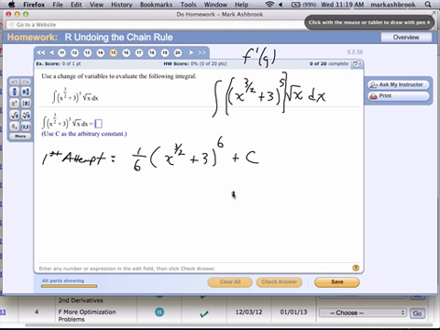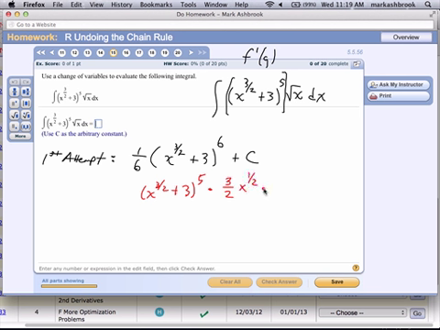So then, what do we do? Take the derivative. We're going to get x^(3/2) plus 3 to the fifth, times 3/2 x to the 1/2. Is it exactly the same as our rate function? Almost. What do we need? How do we need to adjust our first attempt so that when we take the derivative of it, we'll have exactly that and not that? Cancel that.